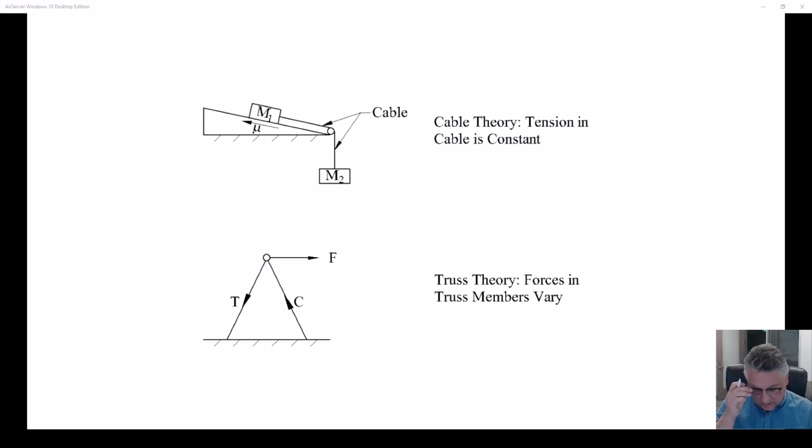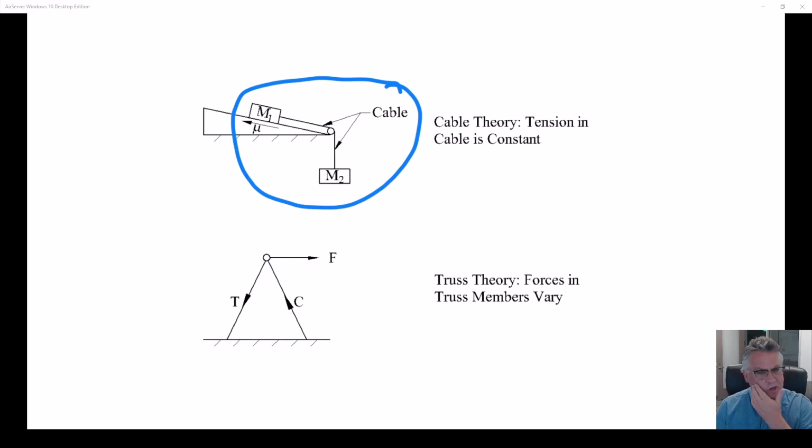So I hope that's clear to you. Our cable, regardless of what shape it takes and what direction it takes, how we bend it and what we bend it around, if we put 200 kips in it, it's going to have 200 kips at every point.